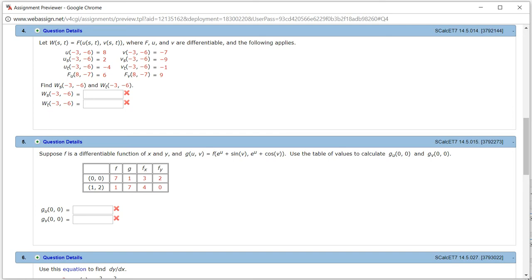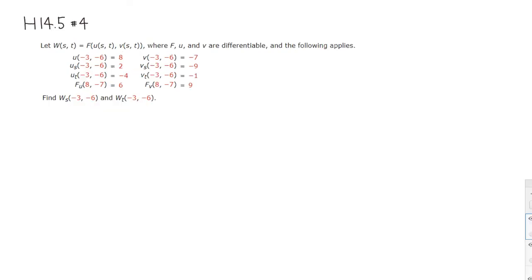Alright, let's look at homework 14.5, problem number 4. We want to find the partial derivative of w with respect to x evaluated at (-3, -6). So let's find w sub s.